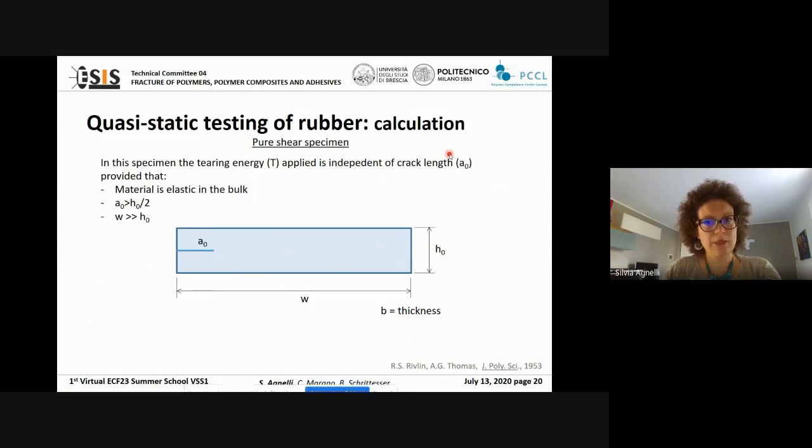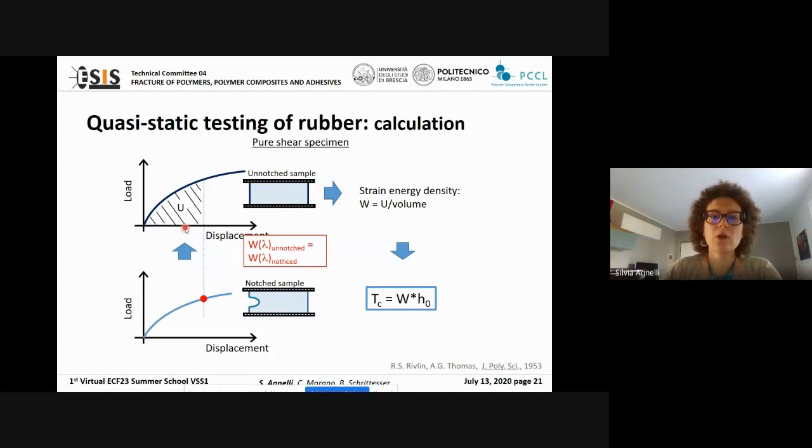How to calculate them? In the case of pure shear specimen, once that the dimensions requirements are fulfilled, you need to test and notch the sample. Record the load displacement curve, find the critical point, and parallel to this, test also an unnotched sample. On this sample, at the same critical displacement, you can calculate the energy. From the energy under this curve, we calculate the strain energy density. This strain energy density is used to calculate the tearing energy, which is the strain energy density times the height, the initial height of the sample.